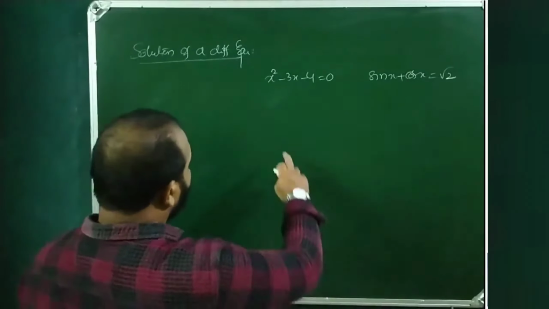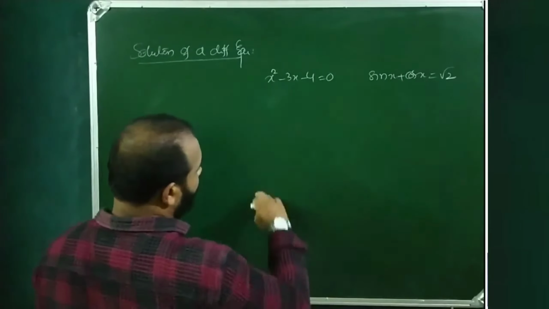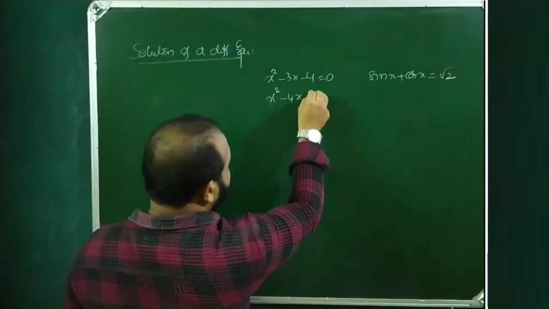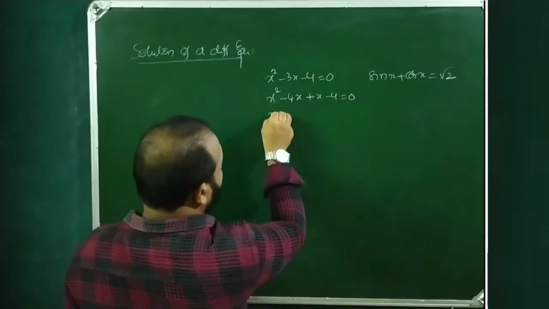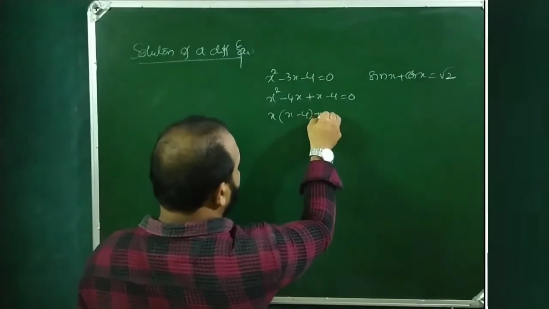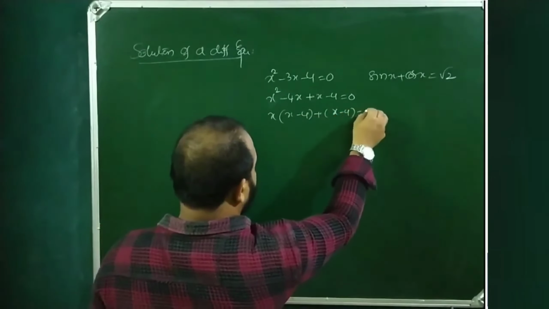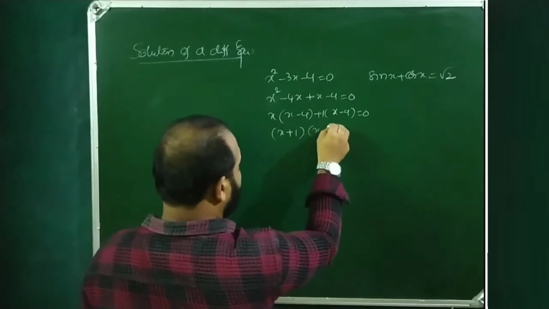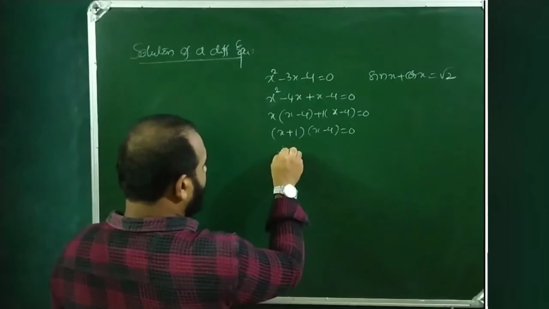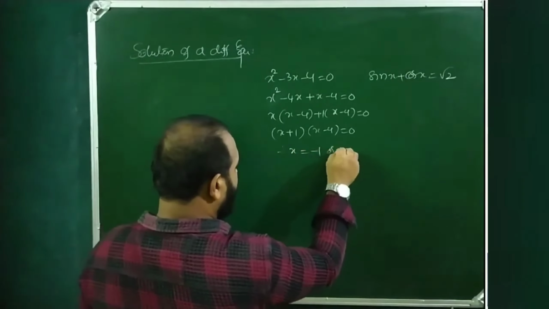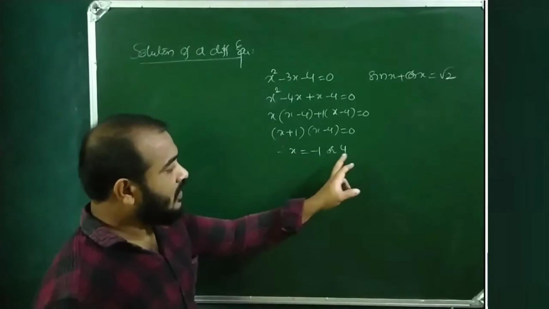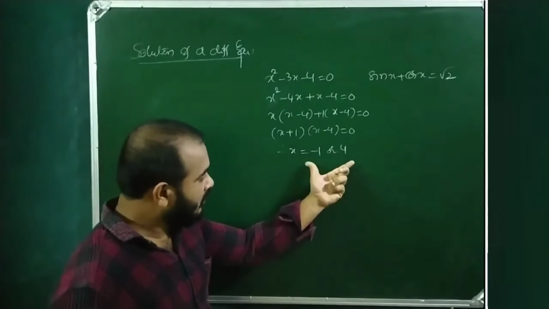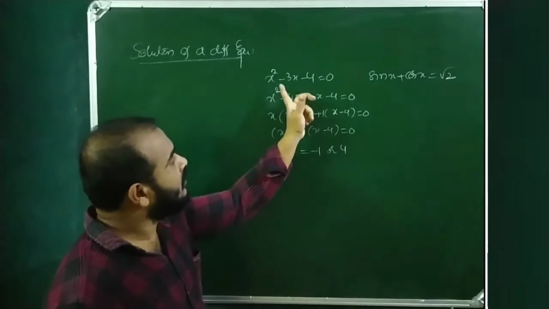For example, x square minus 3x minus 4 equals to 0. If you solve, then x square minus 4x plus x minus 4 equals to 0. x into x minus 4 plus 1 into x minus 4 equals to 0. So, x plus 1 into x minus 4 equals to 0. So, therefore, x is equals to minus 1 or 4. So, these are the numbers. These are the solutions or roots of this given equation.